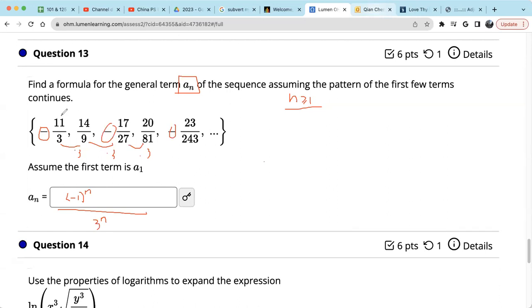Now let's look at the numerator. 11 to 14, add 3. 14 to 17, add 3. 17 to 20, add 3. So on and so forth, right? So this is add 3. So how do I get 11? For the first one, n equals 1. If I do 3 times 2, 3 times 3, I get 9.